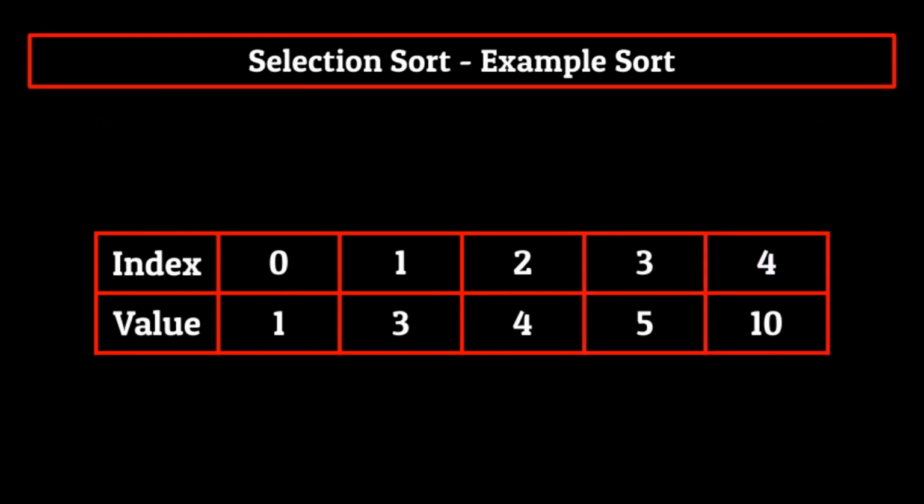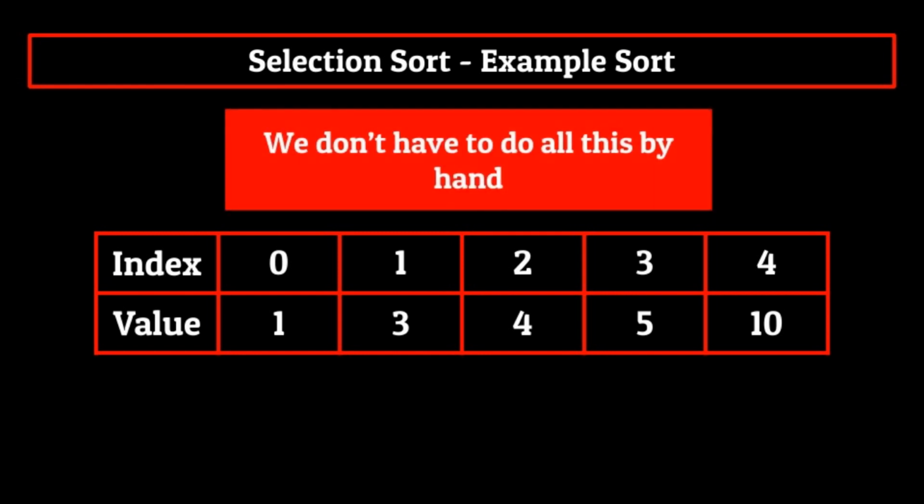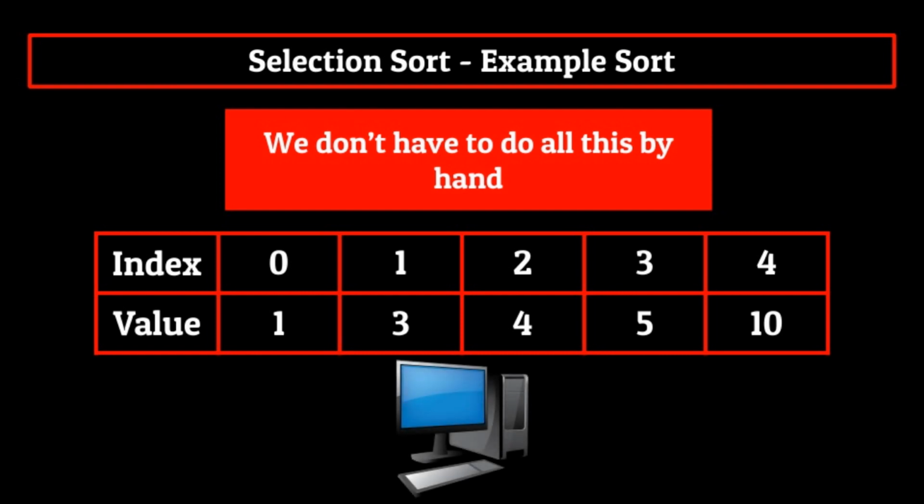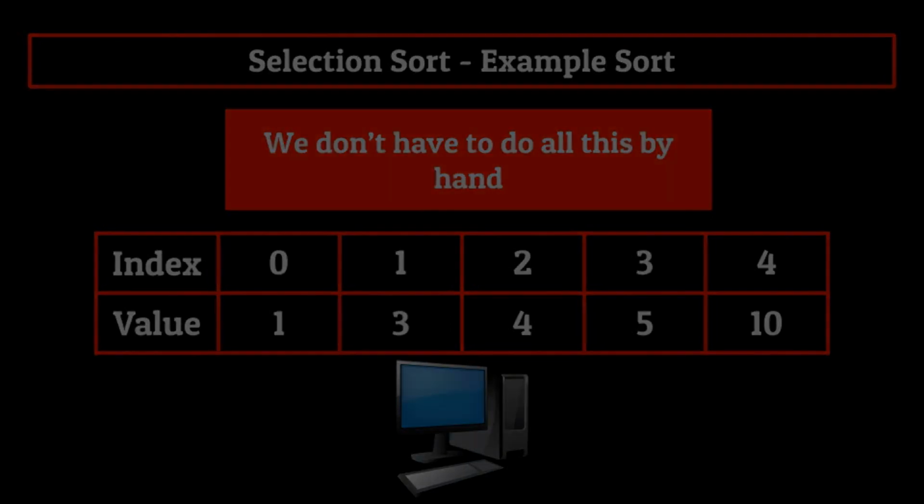And there we go. After a lot of swapping and hard work, we've successfully sorted our list of 5 elements using selection sort. Luckily for us, we won't have to do all of this by hand. We can simply implement the pseudocode for the algorithm that we talked about previously into our programming language of choice, and then the computer will do all of the hand comparing and swapping for us.